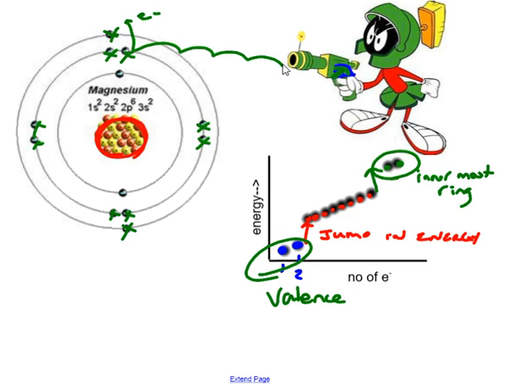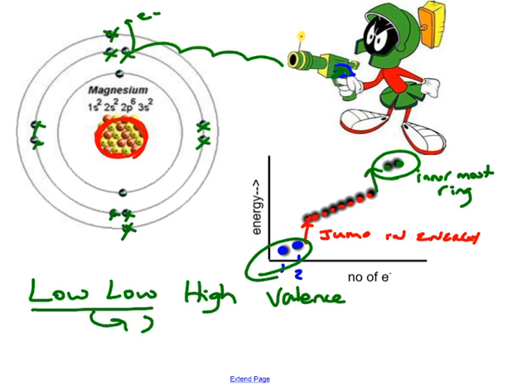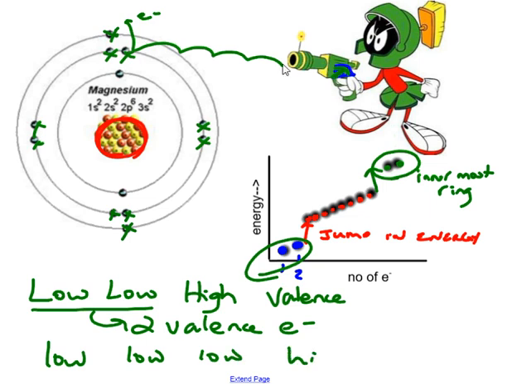Suppose that I looked and I said that it took a low amount of energy to remove 1 electron, and then another low amount of energy, and then all of a sudden I saw a high amount of energy. The fact that there were 2 low energies and then a high tells me that I would have 2 valence electrons. If I said low, low, low, high, I have 3 lows. This would be an indicator that I had 3 valence electrons. So valence electrons are easily removed.